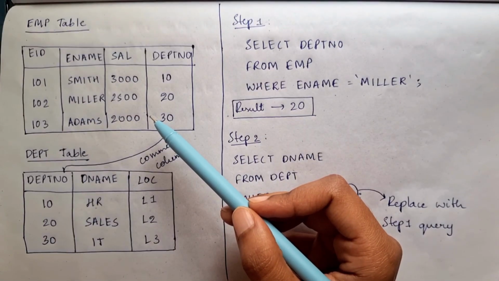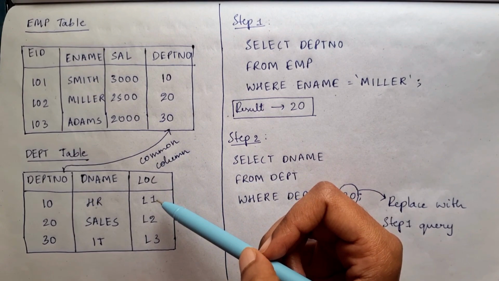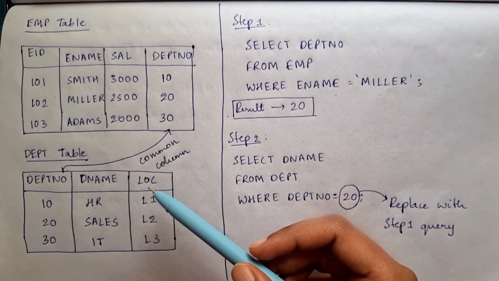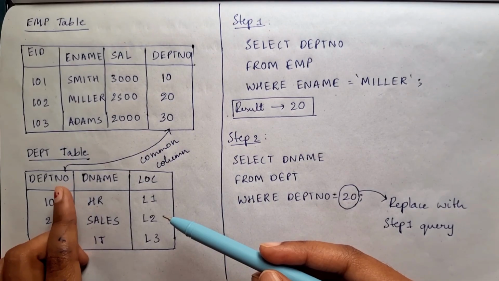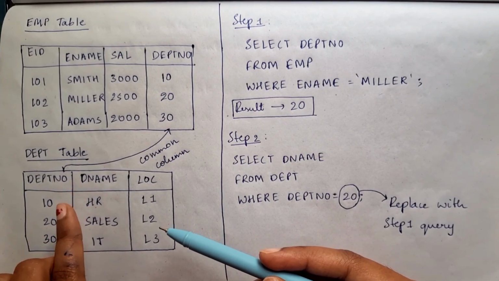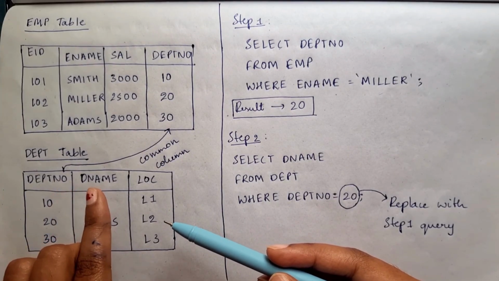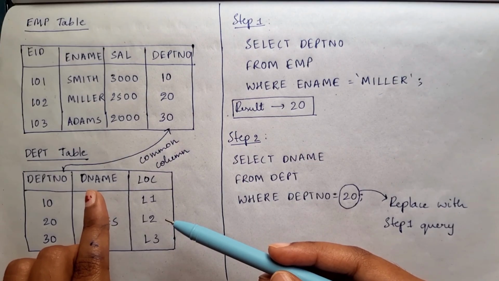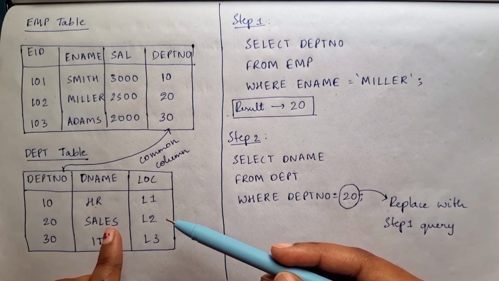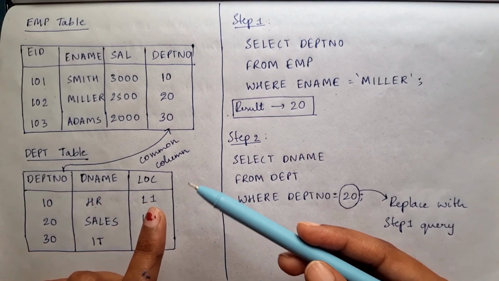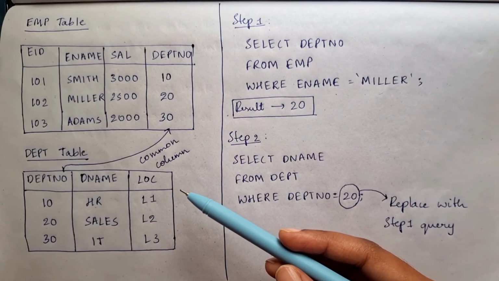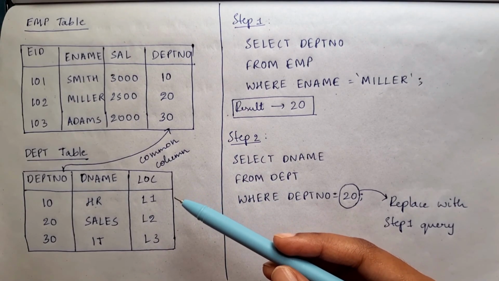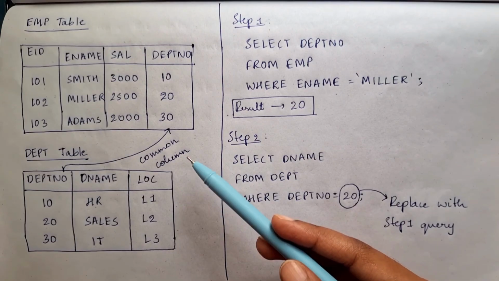Now let us look at the second table, which is the department table. This table contains information about departments. DEPT number represents the department number. DNAME represents the department name such as HR, sales or IT. LOC represents the location of that department. Now guys, listen carefully. There is something very important to notice here.